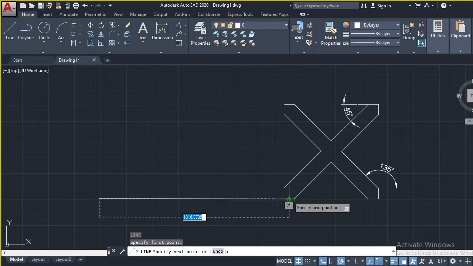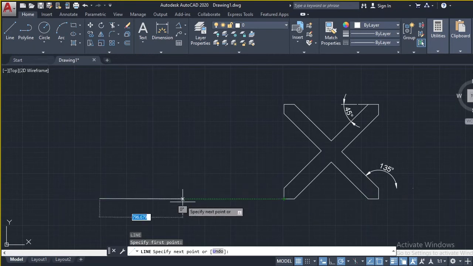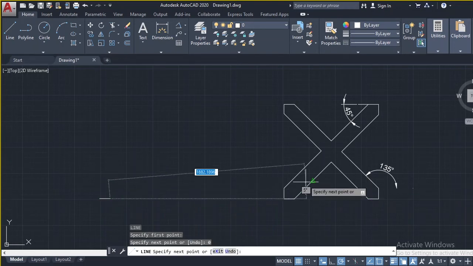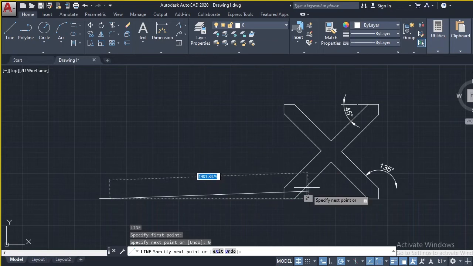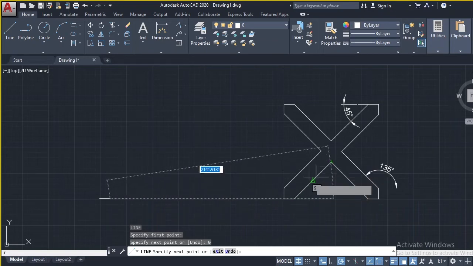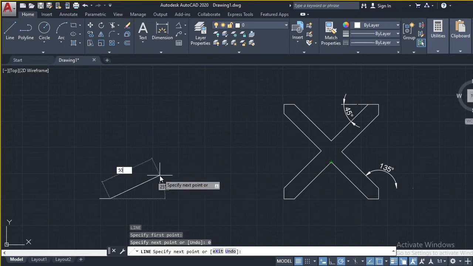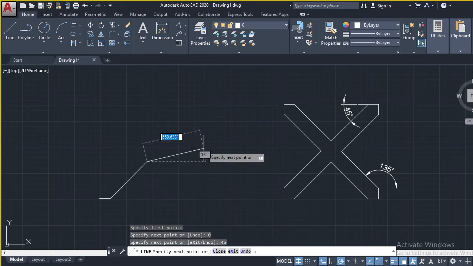If you see that this line is 100 mm and the angle is 0 degrees, I will enter 100, tab, 0, and that is what we have here. And this one is at an angle of 45 degrees, 500 millimeters. So I will enter 500, tab, 45 degrees, I enter, and I have this.